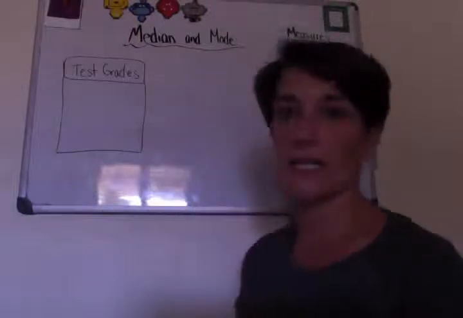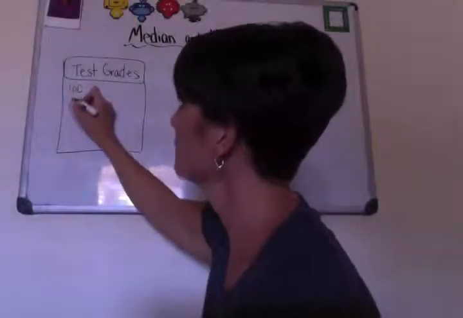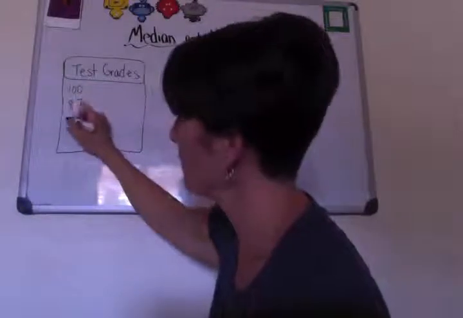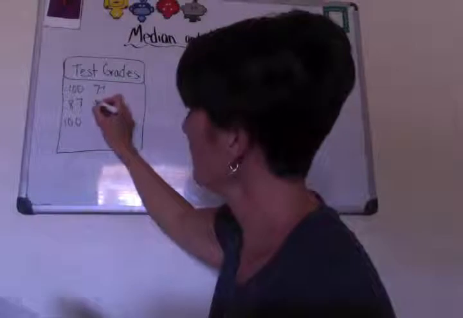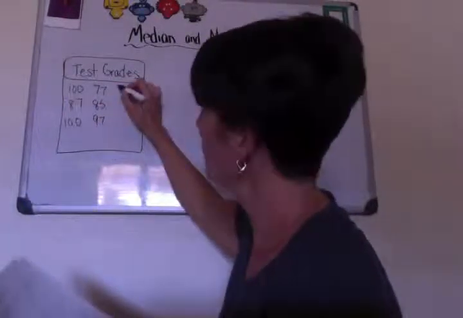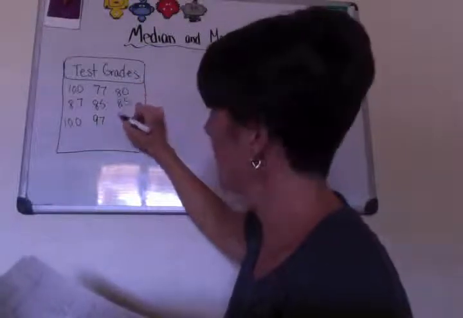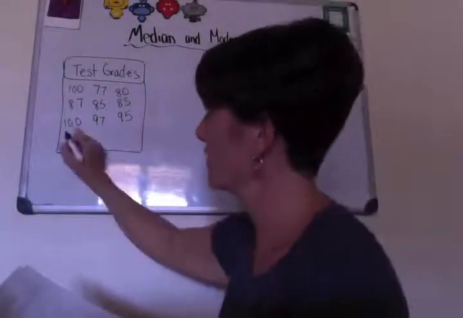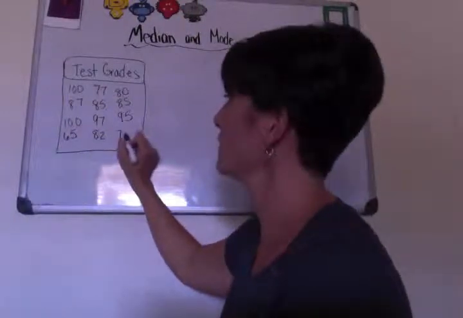All right, so let's take a look at our test grades. We have somebody who got 100, somebody who got 87, another person got 100. We have 77, 85, 97. We have 80, 85, 95, and I'll just add them down here, a 65, an 82, and a 75.